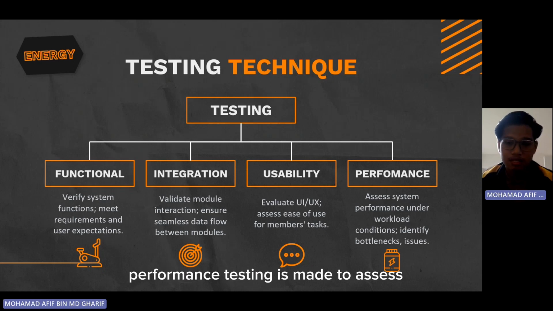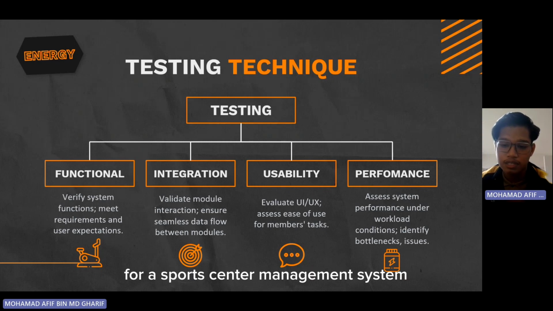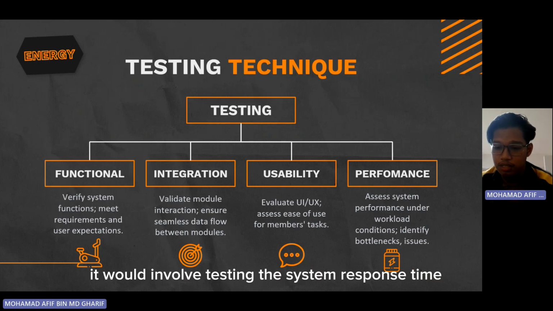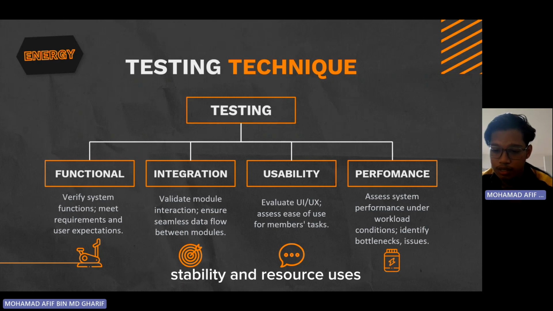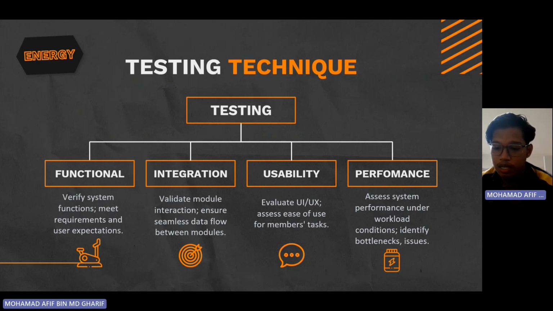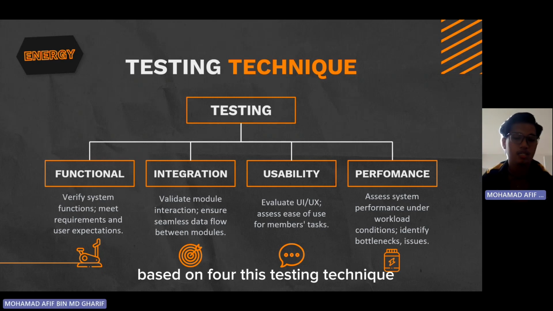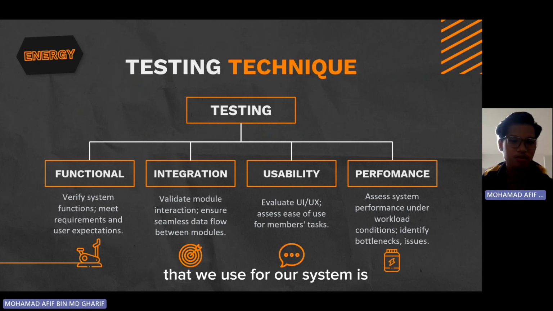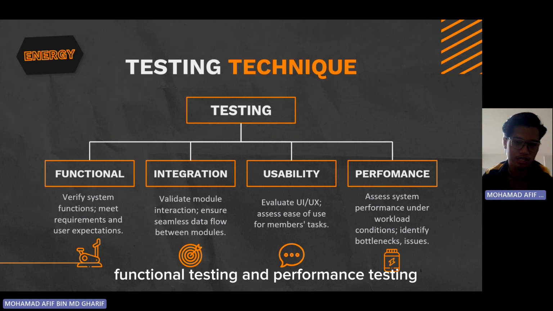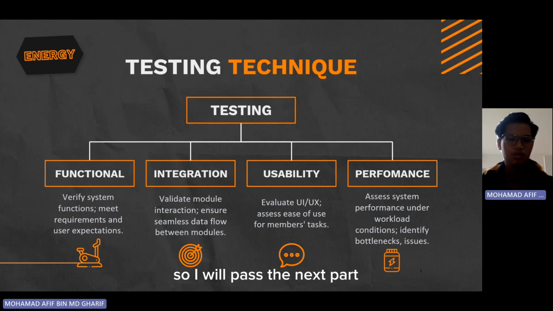Performance testing is meant to assess system performance under workload conditions and identify bottlenecks and issues. For a sports center management system, it would involve testing the system's response time, scalability, and resource usage. Performance testing can help identify bottlenecks or issues that may affect the system's ability to handle a large number of simulated users or high transaction volume. Based on these testing techniques, the most suitable ones for our system are functional testing and performance testing. That's all that I can explain about testing technique. So I will pass to the next part.